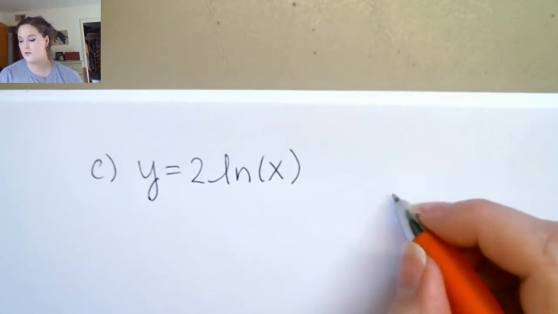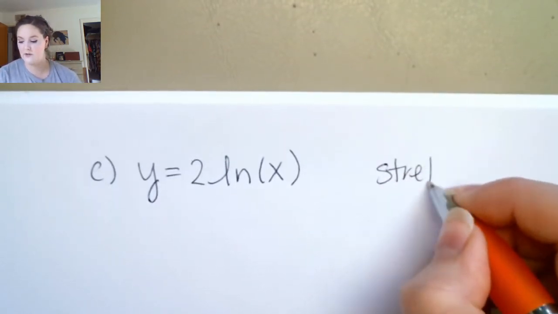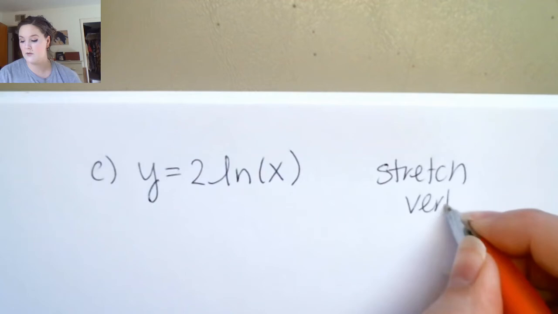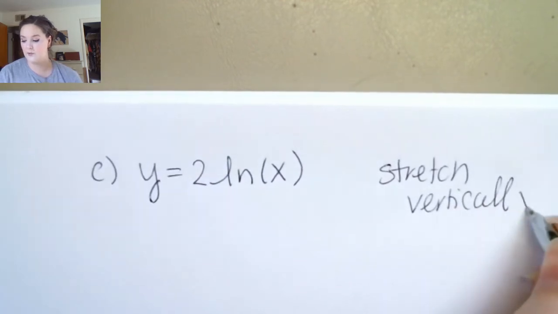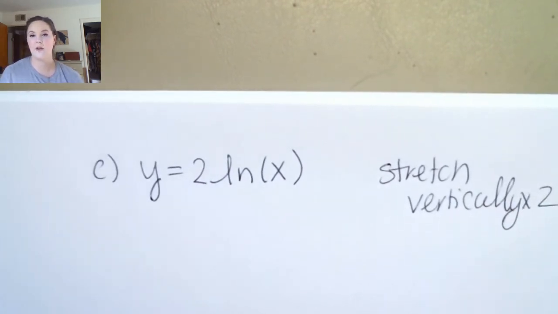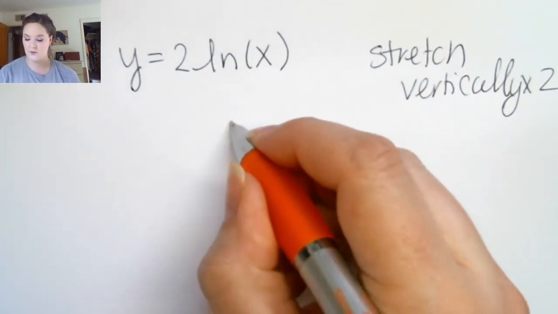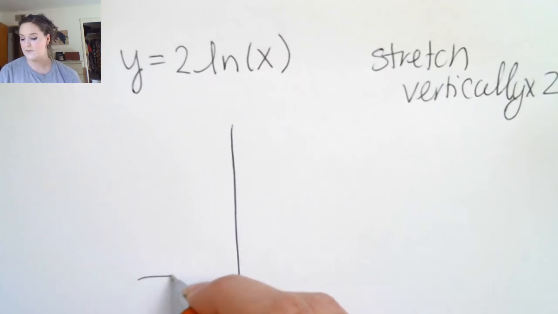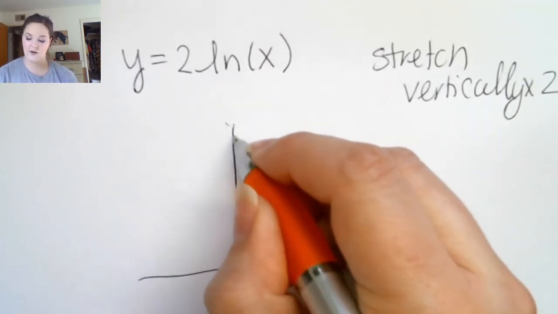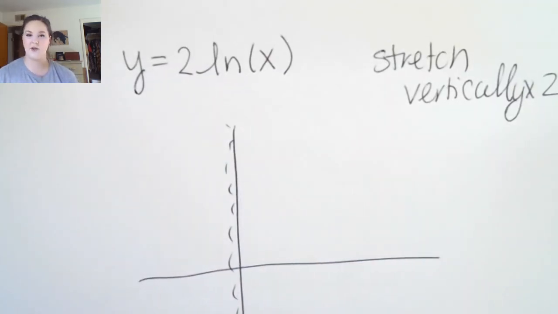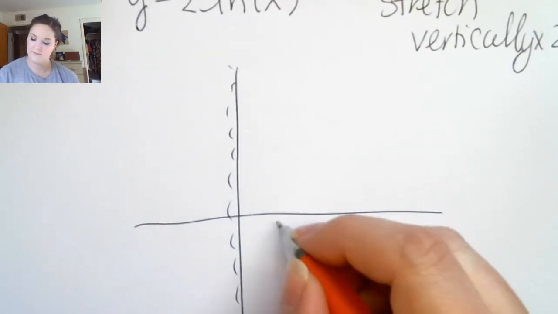So this 2 is going to stretch this vertically, to double its size. Remember that means we're going to multiply all of our y coordinates by 2. So this isn't going to affect our vertical asymptote at all.